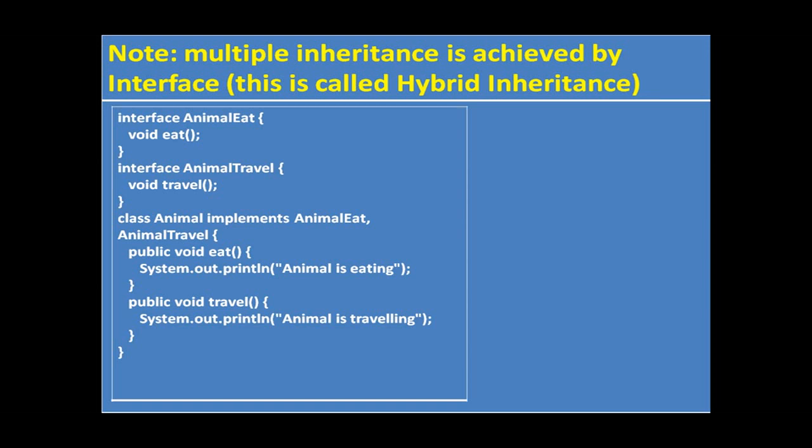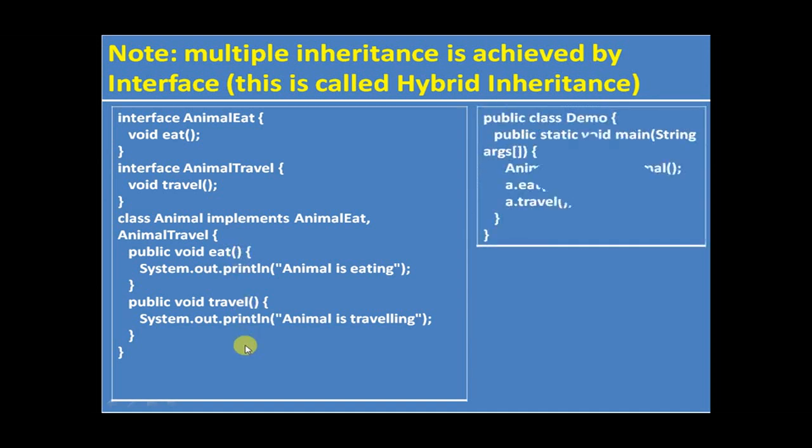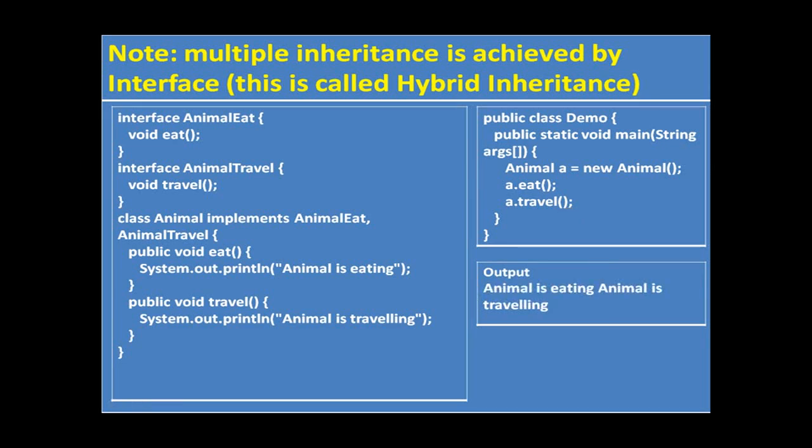So if two interfaces have two different methods, then we implement both interfaces, Animal Eat and Animal Travel, and we can provide the body for both methods. You can create the object of the subclass and call both methods, because you have provided the body for both methods. So you will get the output for this. Now let me show you on the Eclipse IDE, and I will elaborate more on multiple inheritance by using the interface.